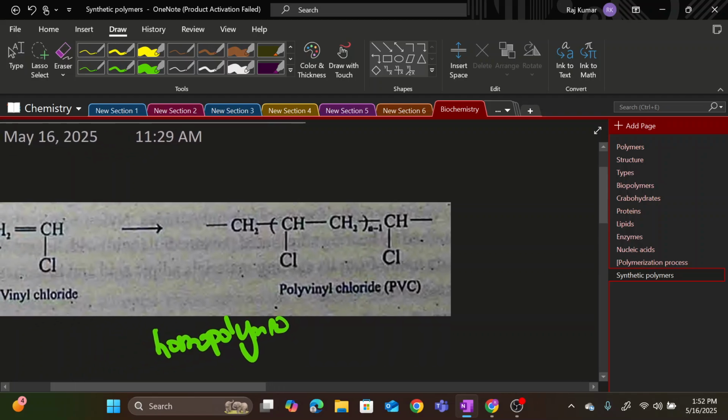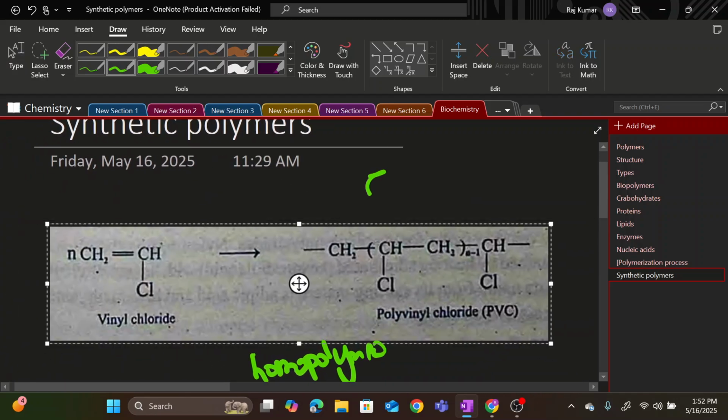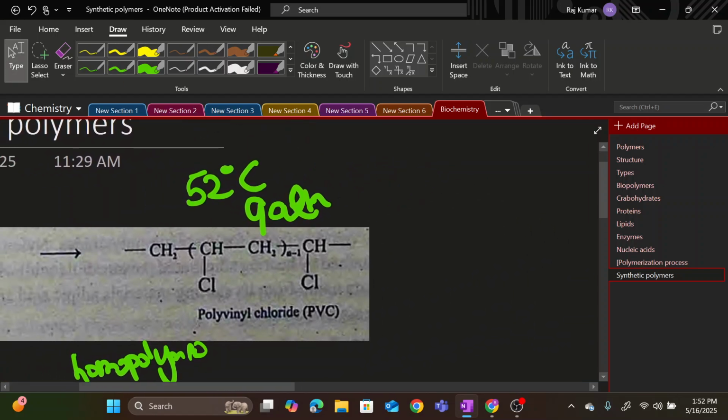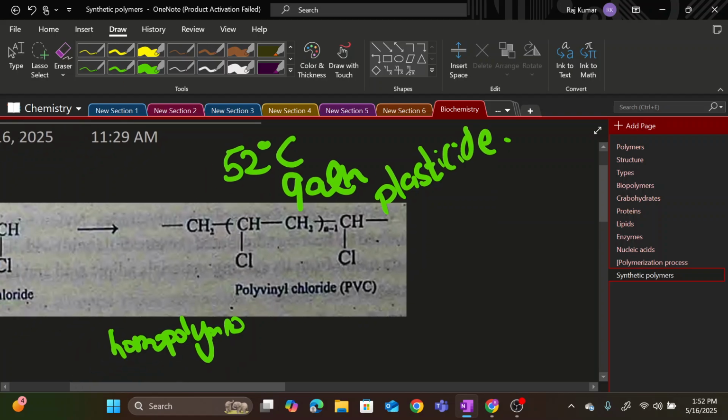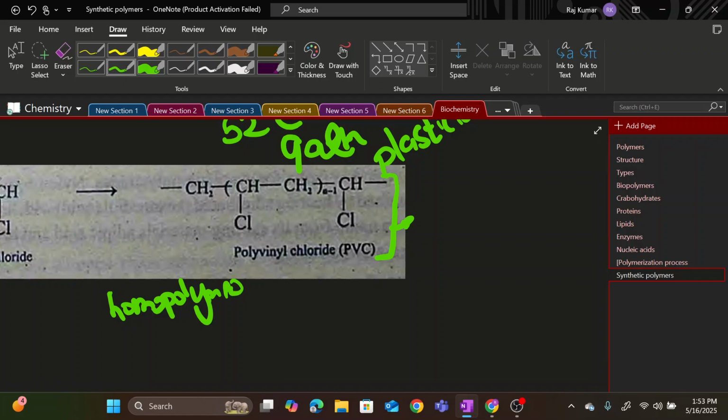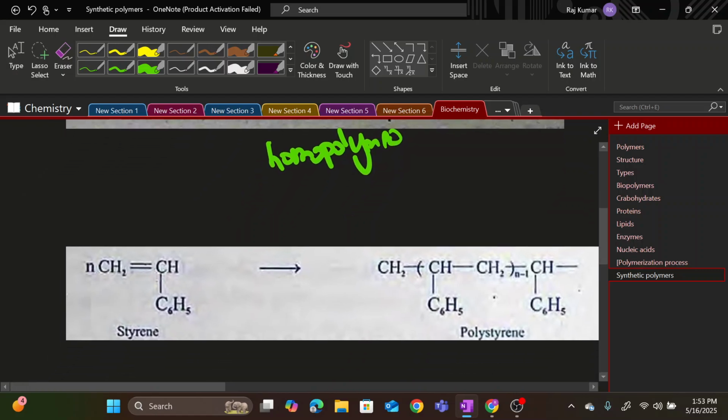Polyvinyl chloride is made under a few conditions: 52 centigrade is required, 9 atm pressure is required, and usually we do not have a catalyst, but we can add a plasticizer in order to improve its flexibility, to make the compound pretty flexible. The uses are pretty clear. We use it for making pipes, gramophone records, and floors, and in that way it is pretty useful.